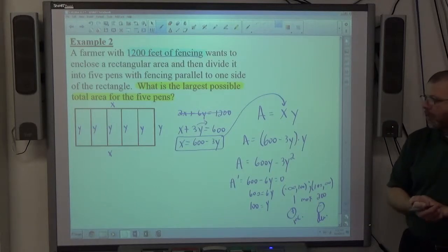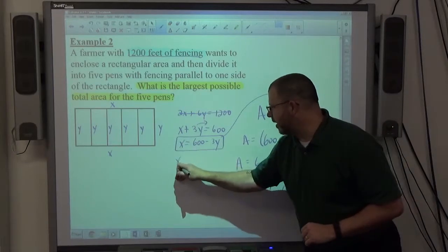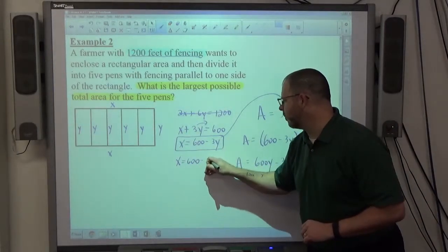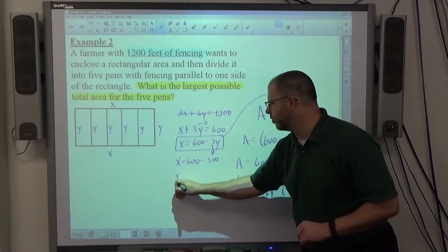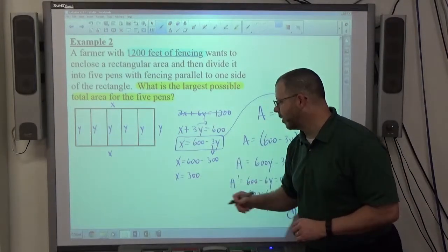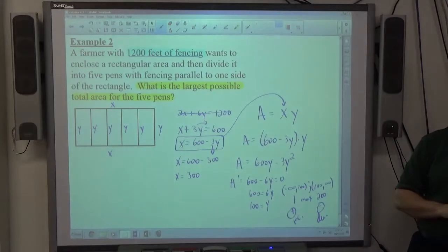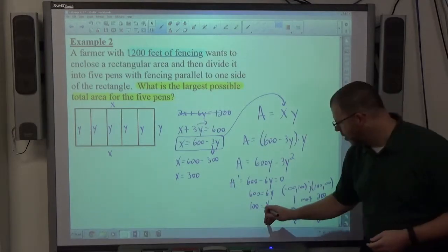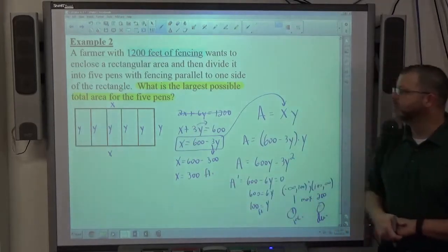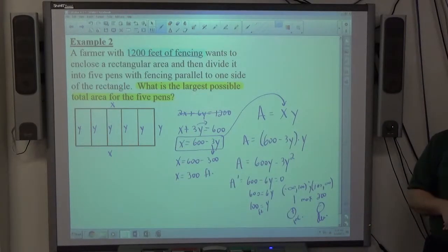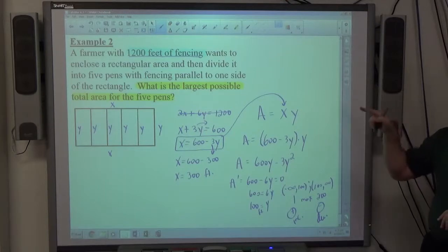All right. All we found was y, so we have to find x also. x equals 600 minus 3y. 3 times 100 is 300, so x equals 300. What unit are x and y? Feet. Feet, very good. So 100 feet for y, 300 feet for x. Does that answer the question? No. It wants to know the actual area, right? What is the largest possible total area?